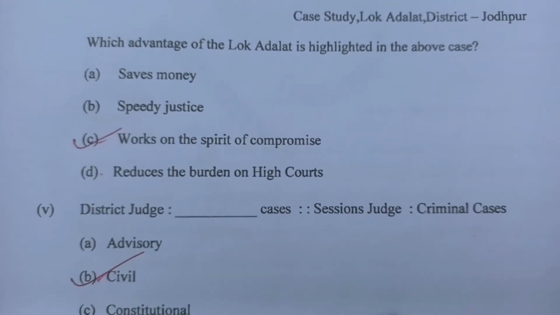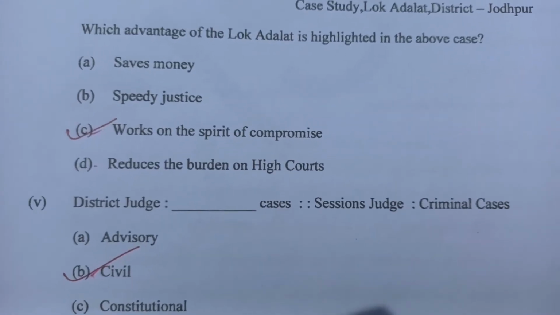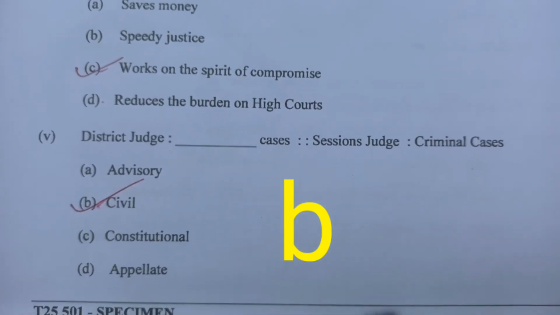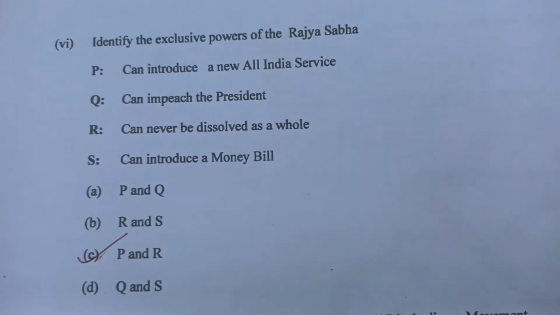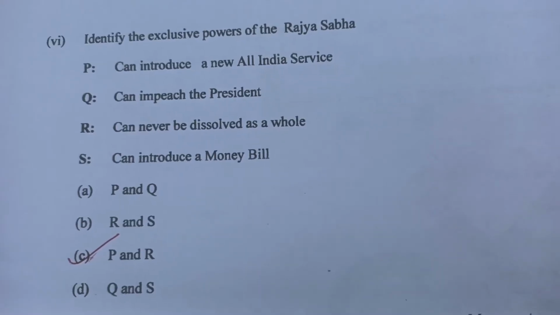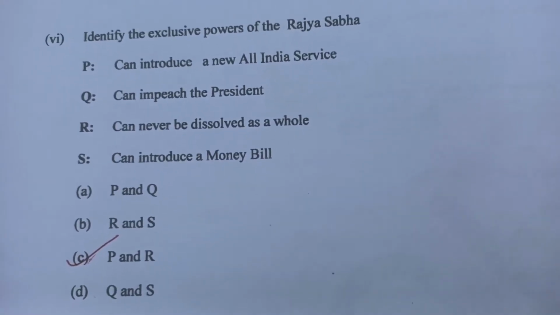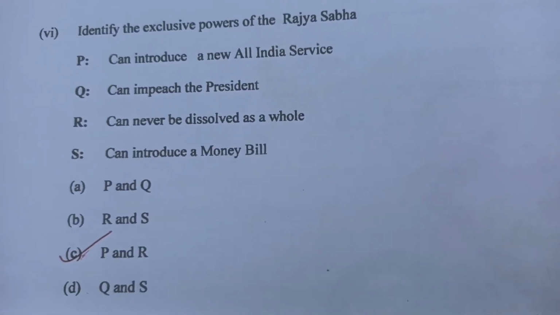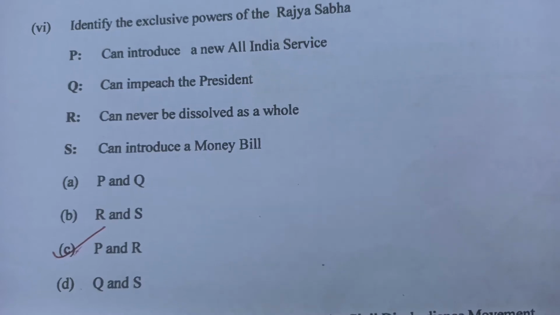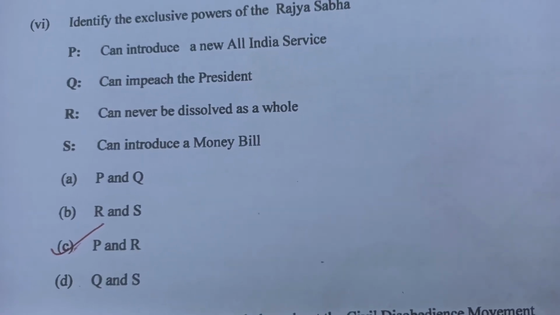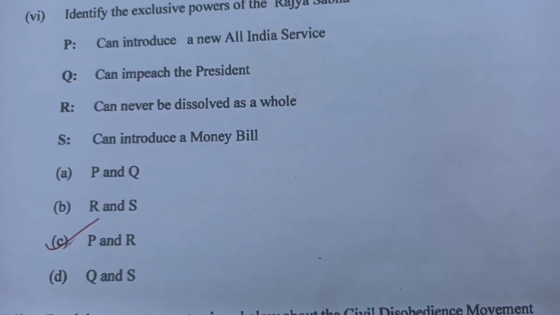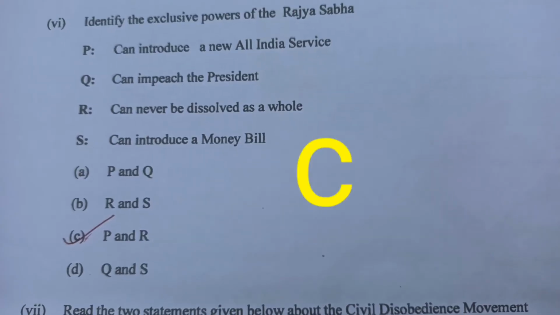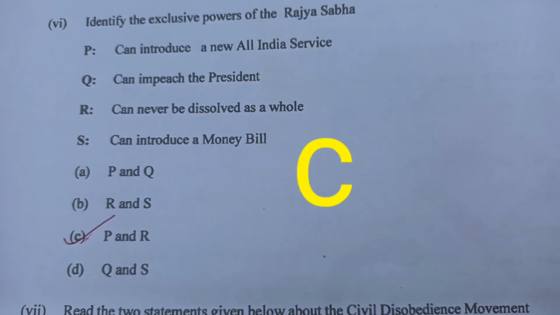Number 5, district judge blank cases, sessions judge criminal cases. So here option B is correct. Civil cases. Next, question number 6, identify the exclusive powers of the Rajya Sabha. P can introduce a new all India service, Q can impeach the president, R can never be dissolved as a whole, S can introduce a money bill. So here option C could be taken, P and R.